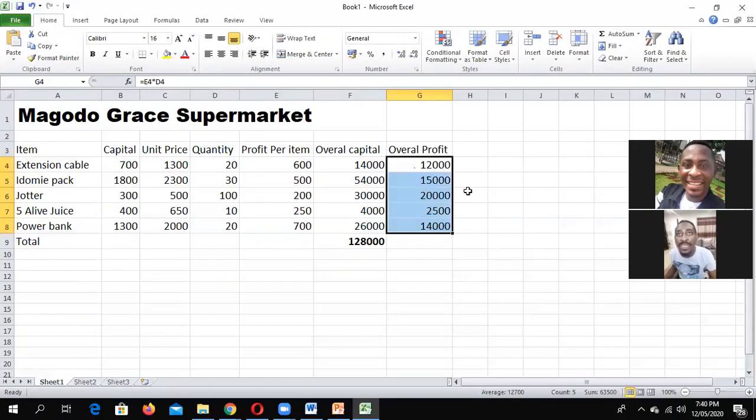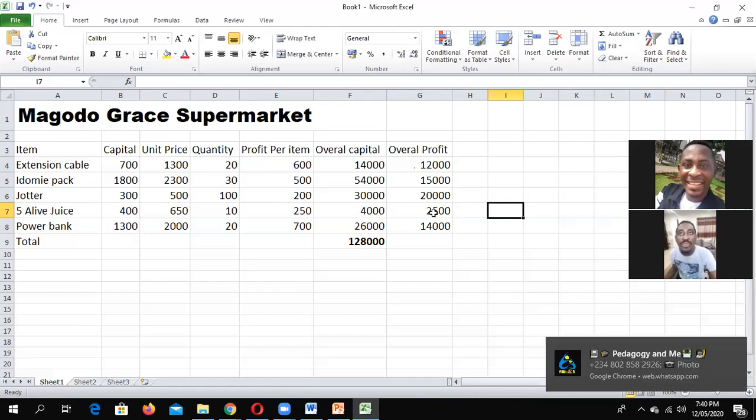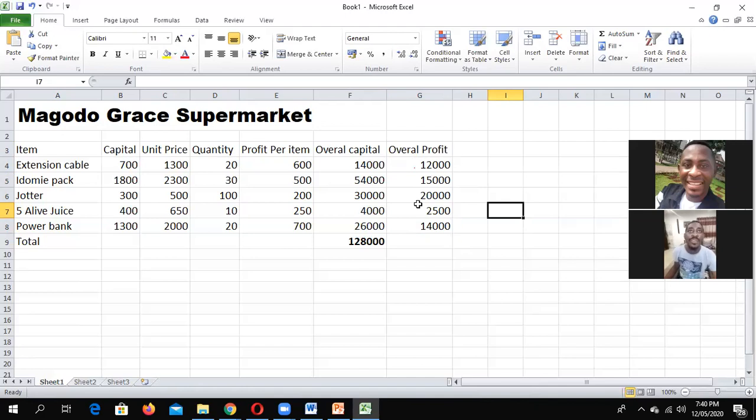So you can see they made 12,000 naira profit on extension cable. They made 15,000 naira profit on Indomie pack. They made 20,000 naira. They made 2,500 on Five Alive. They made 14,000 on power bank. So let's calculate the overall profit. We can use auto sum.